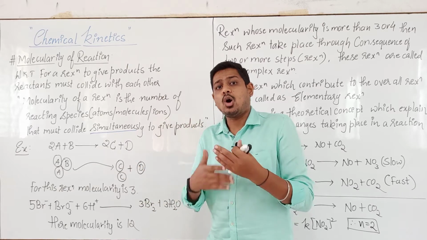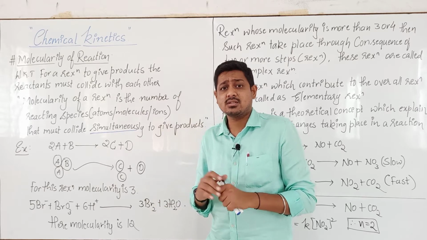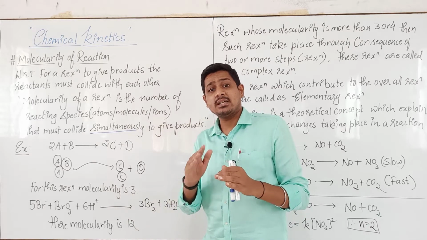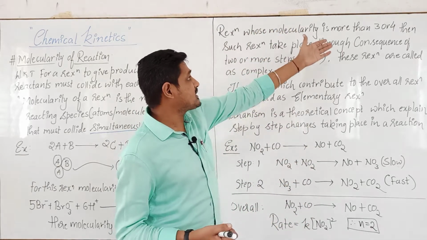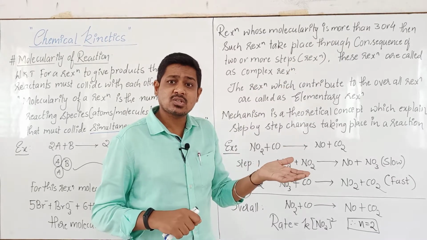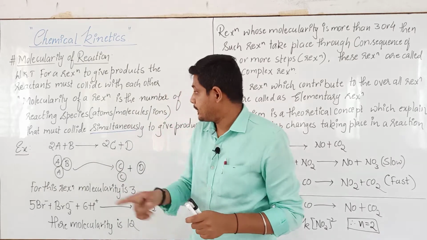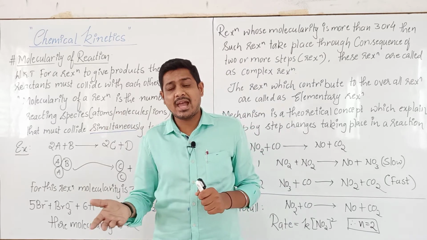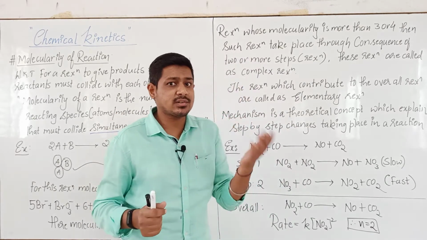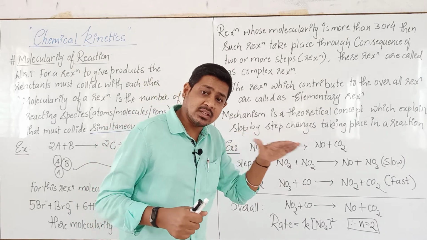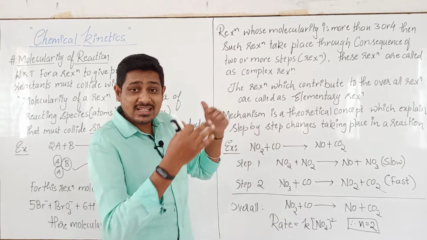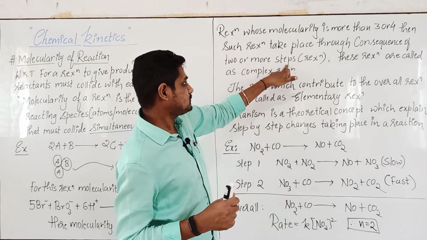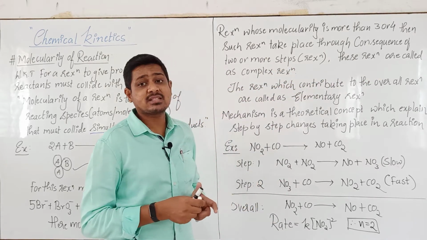On doing studies over those reactions, scientists found out that in such reactions where the molecularity is more than 3, what will happen? Such reactions will not take place in one step like here. In one step only the reaction is taking place. But when the reacting species are more, then the reaction will not take place in one step. Then the reaction takes place through a sequence of two or more steps. These reactions are called complex reactions.